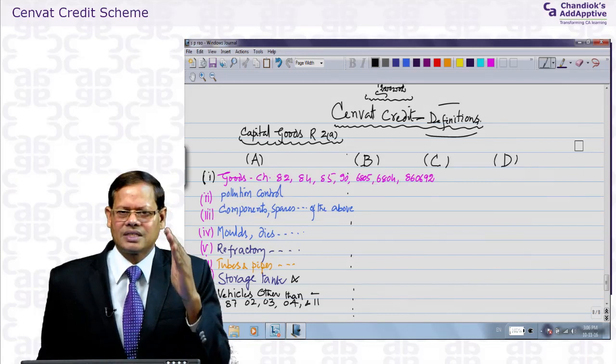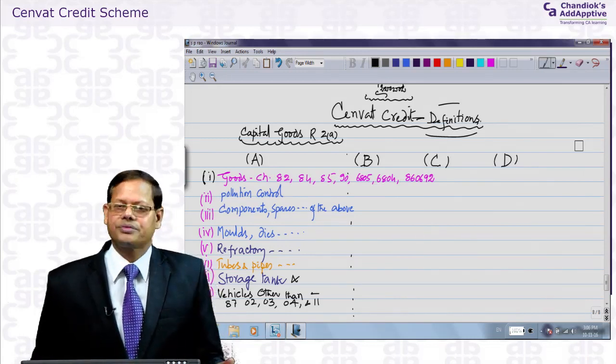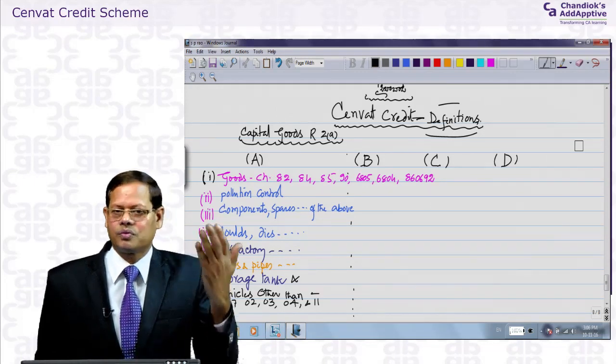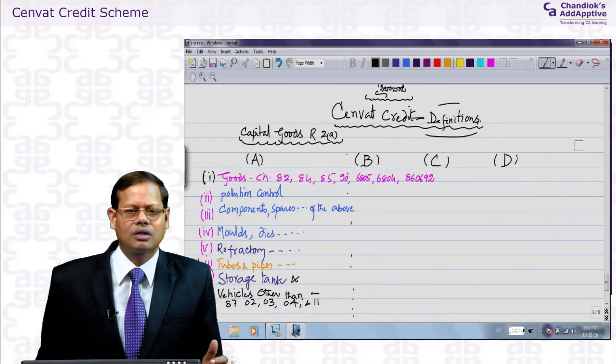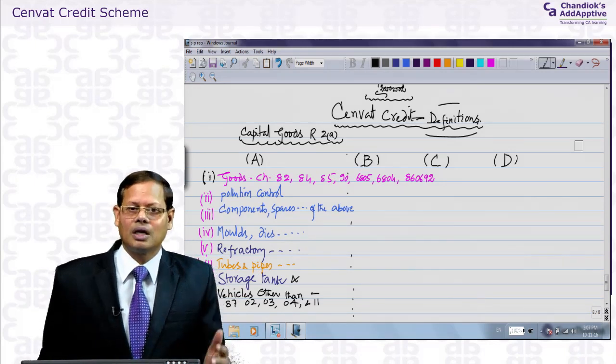Exactly whatever they have specified in the definition, these we have to take for the purpose of CENVAT credit scheme. So we cannot import the concept of capital goods from others. Of course, mostly there is a lot of similarity, because capital goods by nature, they are durable, long lasting.